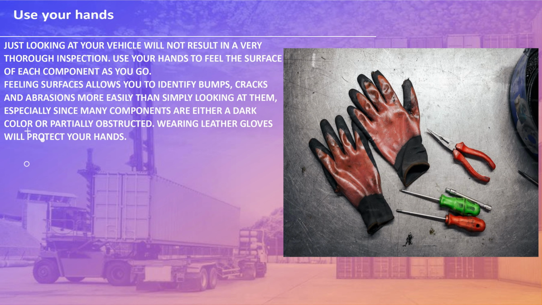Use your hands. Just looking at your vehicle will not result in a very thorough inspection. Use your hands to feel the surface of each component as you go. Feeling surfaces allows you to identify bumps, cracks, and abrasions more easily than simply looking at them, especially since many components are either a dark color or partially obstructed. Wearing leather gloves will protect your hands.